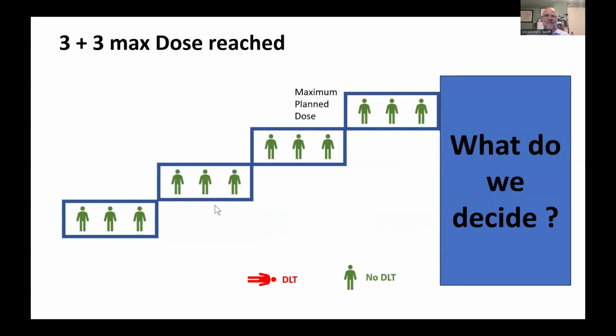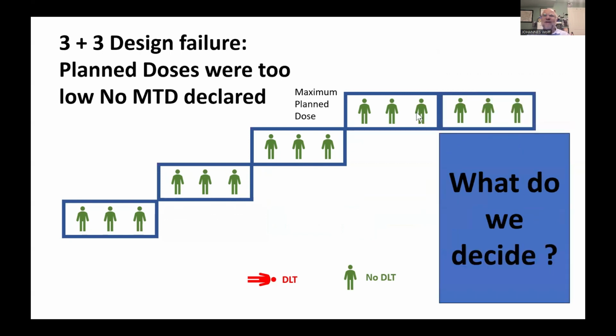Next situation. You have enrolled 3 patients on the first dose level and there was no DLT. You escalated and you escalated again and you escalated again. And now you have reached the maximum planned dose in the protocol. There is no higher dose level allowed in the protocol. What do you do? You enroll 3 more patients.